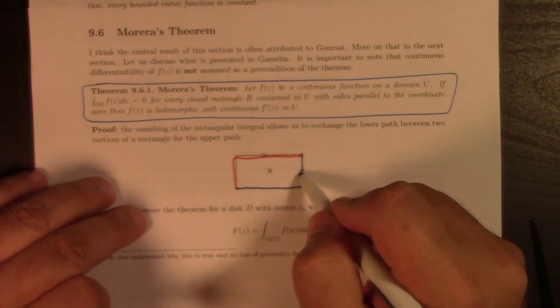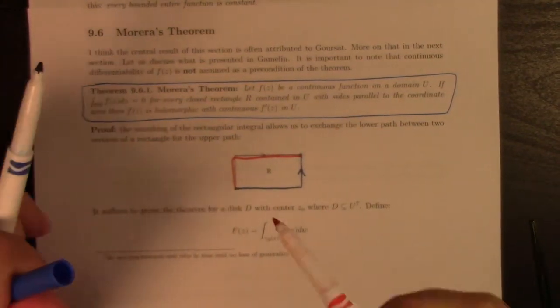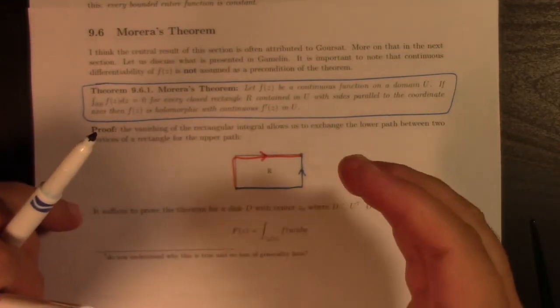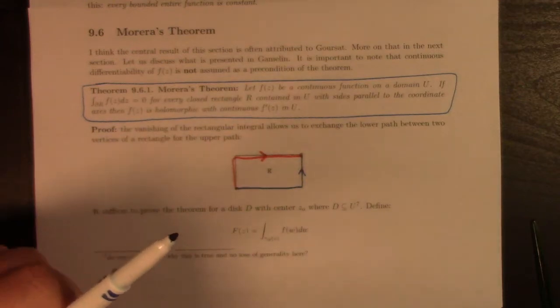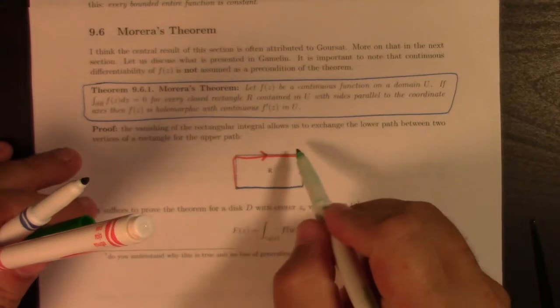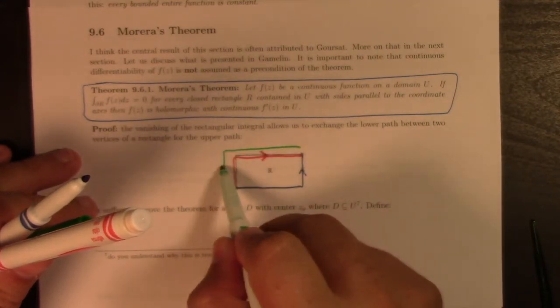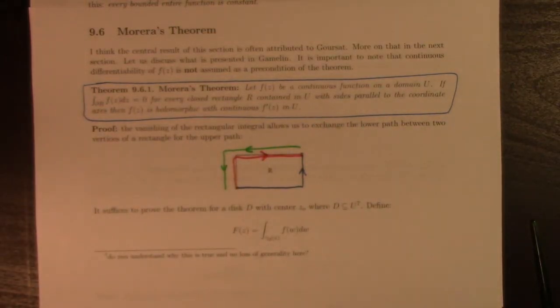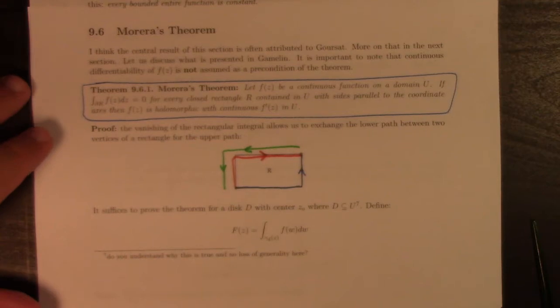Notice the orientation: to go around the rectangle counterclockwise, the red path is not the right way. So the reversal of the red path would be like this. And so the blue path plus the green path integrates to 0, but the red path is the reversal of the green path, so that means the blue and the red path give equality of those integrals.